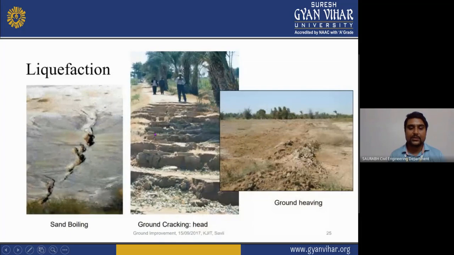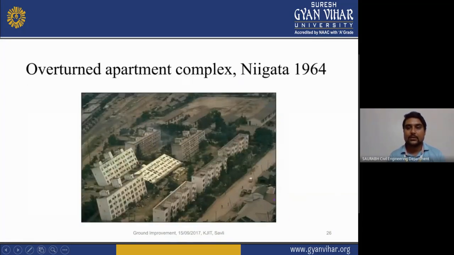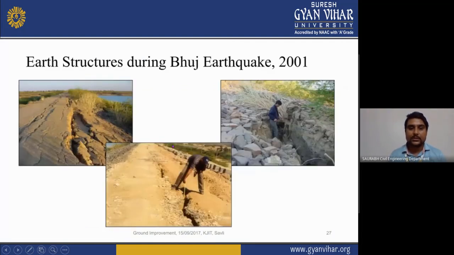Now come to liquefaction. As you can see here, there is liquefaction with sand boiling, that is ground cracking, and ground heaving. Here is an apartment building which overturned and collapsed due to liquefaction of soil, as you can see in this image. And there are some examples of liquefaction which happened with the Bhuj earthquake in 2001. It happened in Gujarat, as we all know.